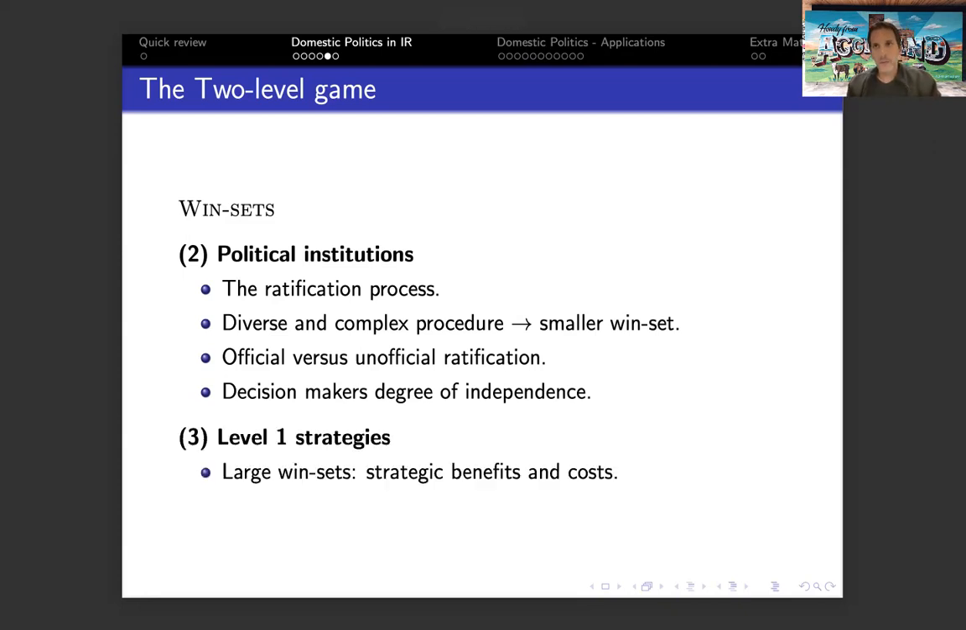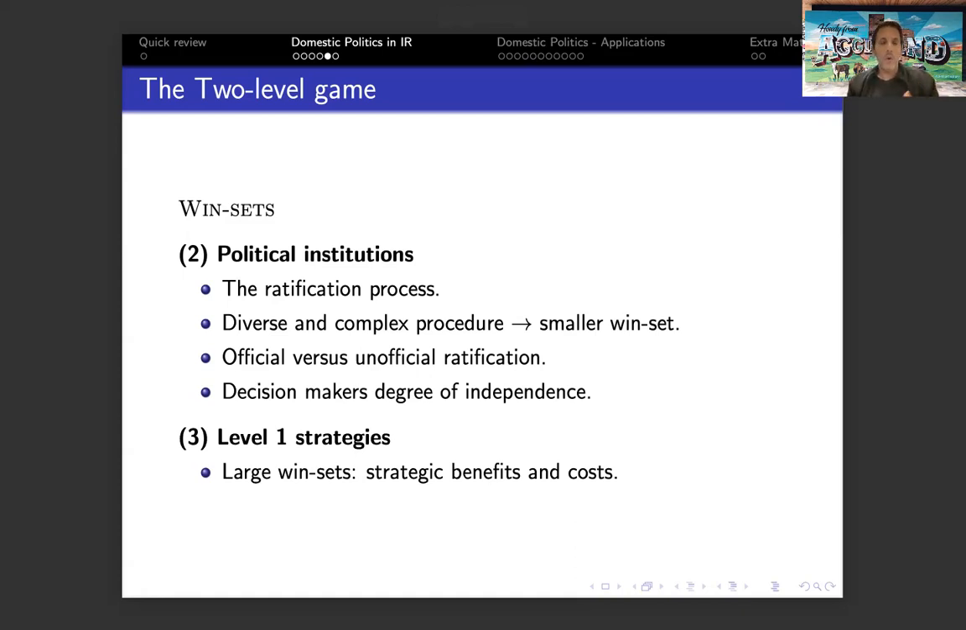Finally, the third factor is the strategies of the level one negotiator. So large win sets increase the odds of a deal, but at the same time, it also weakens this specific negotiator's position. If I'm negotiating with the country of Brazil, for that matter, and the negotiator from Brazil knows that my win set, my number of options to resolve the problem, is much bigger, I'm in a weaker position because it's harder for me to bargain in this case. I have a lot more options to think about. It's good on some level, but it also has a price.